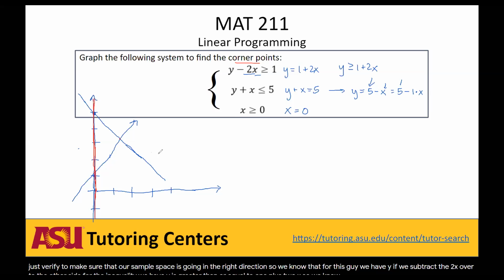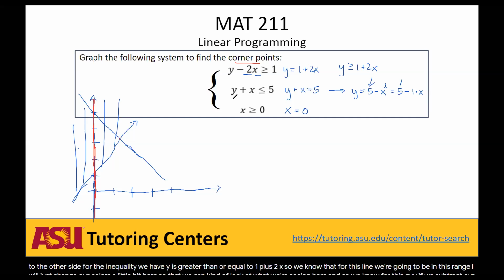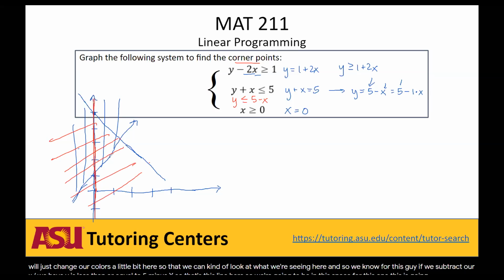So we know that for this line, we're going to be in this range. And we'll just change our colors a little bit here so that we can look at what we're seeing. And so we know for this one, if we subtract our x over, we have y is less than or equal to 5 minus x. So that's this line here. So we're going to be in this space for this one. This is going to get really messy really quickly.